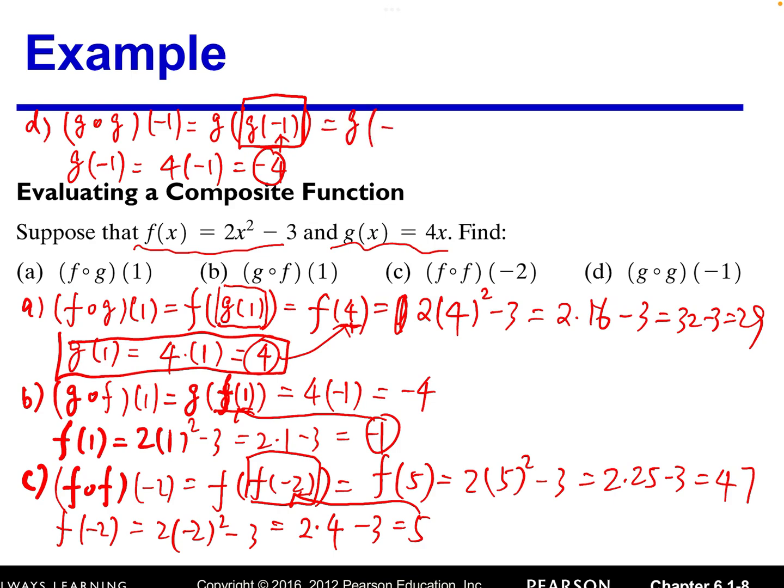The g of 94. That equals what? That's 4 times x, right? Replace x by 94. So we got negative 16. So that's how we evaluate the composite function.